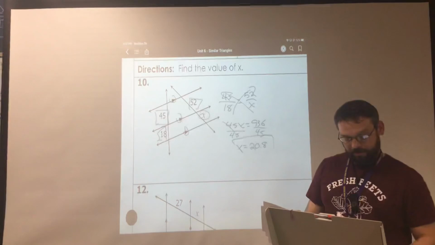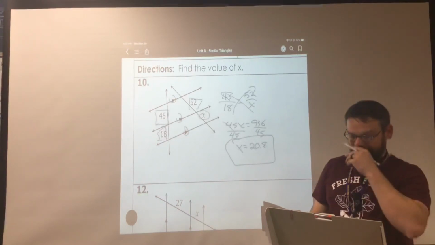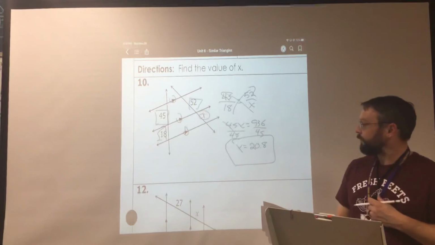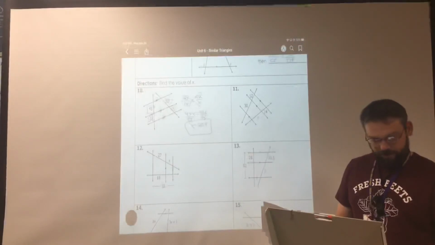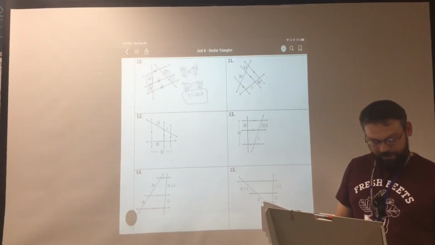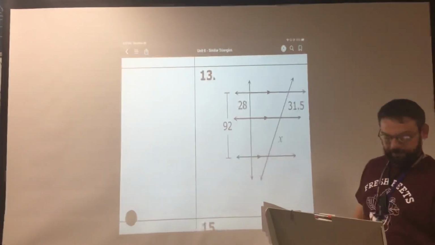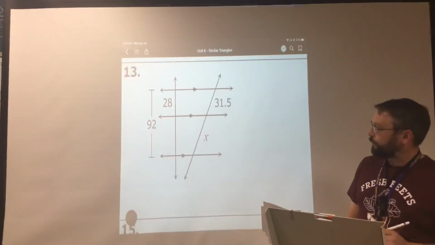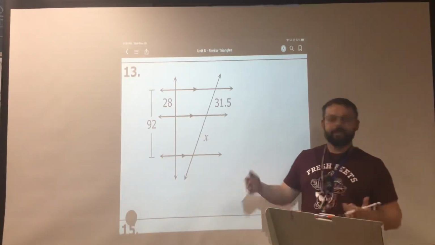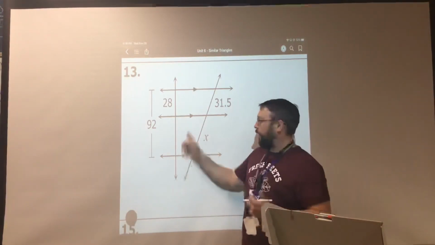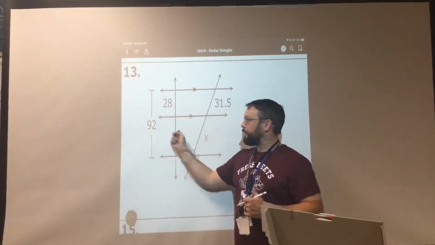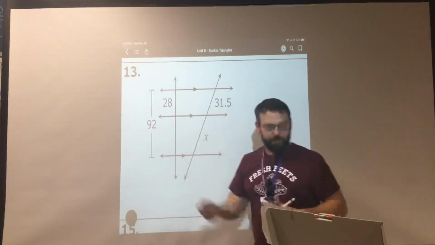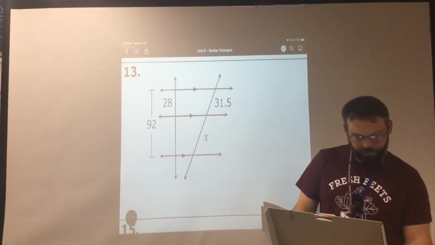I'll hold there just for a second. Okay. So let's do one that maybe has a little more veiled. Let's look at number 13. This is kind of like one of the second ones I did on the front page. They're telling me all three are parallel. The whole thing's 92, so if I want to figure out this length, just take 92 and take that 28 off of it. So that'd be, what, 64?